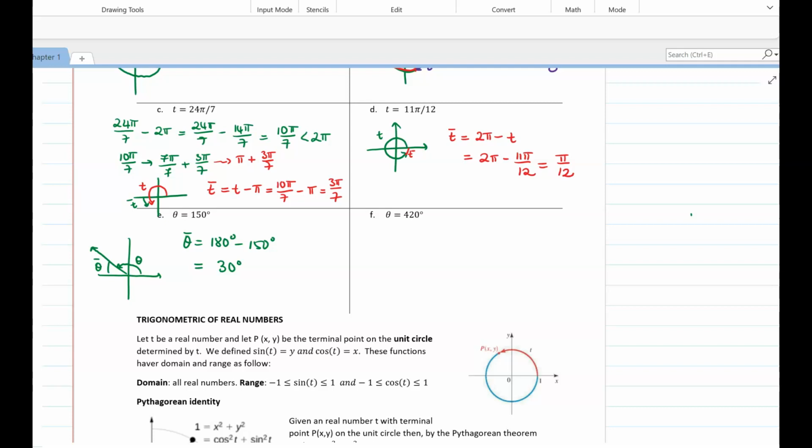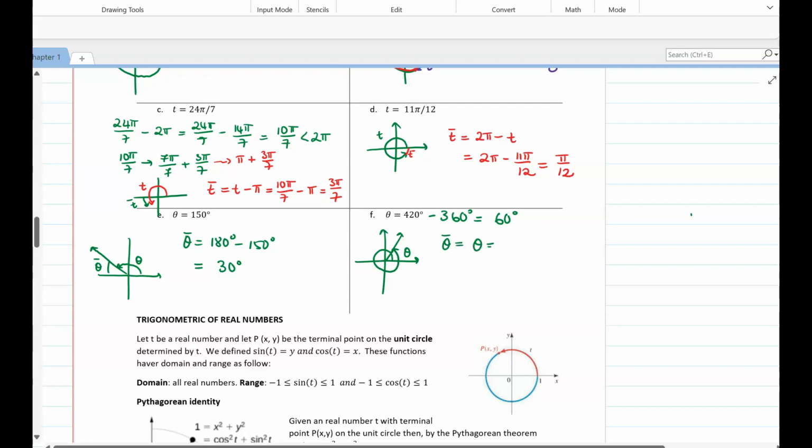For the next one, theta equals 420 degrees. Theta equals 420 degrees, that is greater than 360. So I'll go ahead and subtract 360 from the angle theta to see where the angle theta is. This equals 60 degrees. So theta is an angle in quadrant 1. This is our theta. Theta bar is equal to theta, that is 60 degrees.